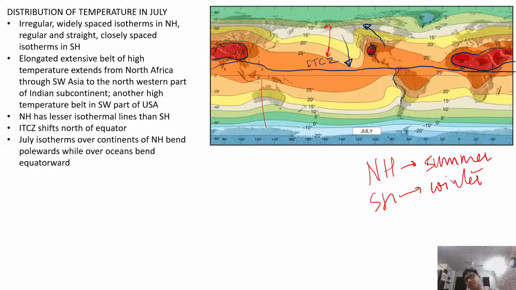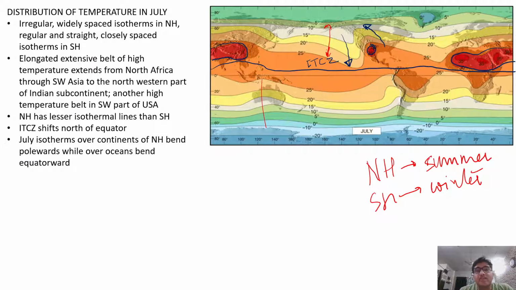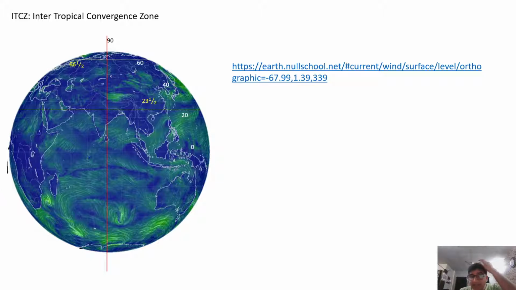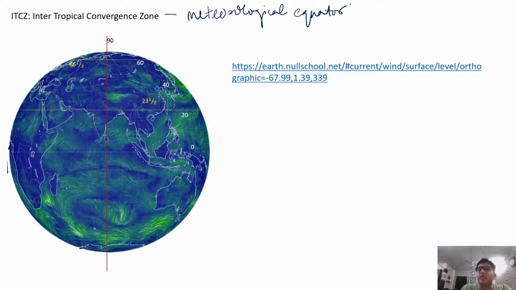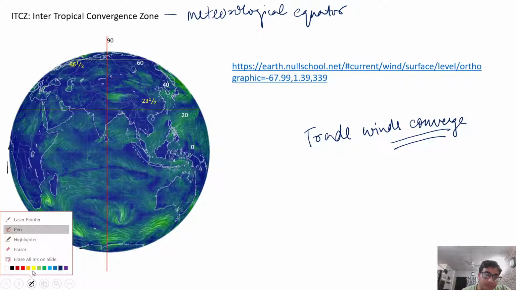Okay. Now let us take a small detour and let me explain to you what the Intertropical Convergence Zone, or ITCZ, is, because I have been taking this name again and again. ITCZ is also referred to as the meteorological equator. And how do we identify ITCZ? ITCZ is the zone where trade winds converge. Okay. So if I am to draw the trade winds on this globe, let me just draw it.